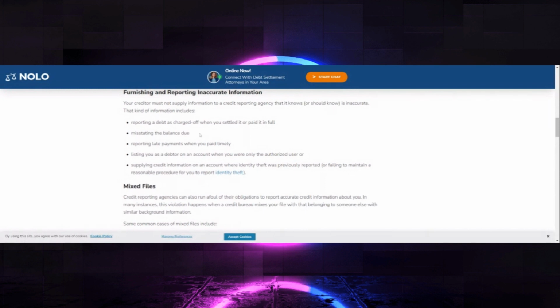And they actually have the audacity sometimes to go back and forth, but it's a major violation. Misstating the balance due. Yes, that is all the time. Like, I can show you multiple credit reports where this is just, sometimes it's not even on there. It's just crazy. Reporting late payments when you pay timely.